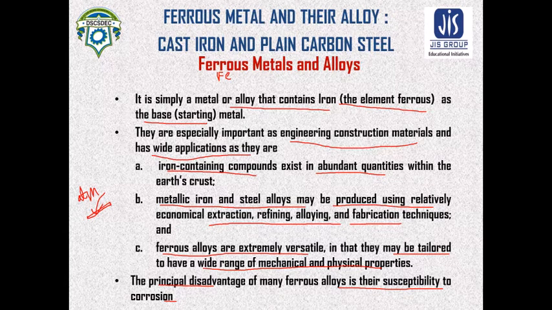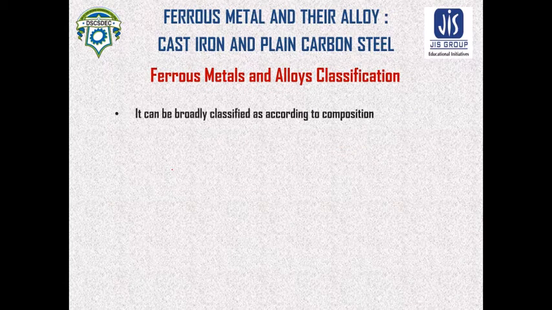So now we will see the classification of ferrous metals and alloys. Ferrous materials and alloys can be broadly classified according to their composition, most precisely according to their percentage of carbon content. Why is this classification taken? Because the properties of the ferrous material depend on the carbon content. So composition means the carbon content.